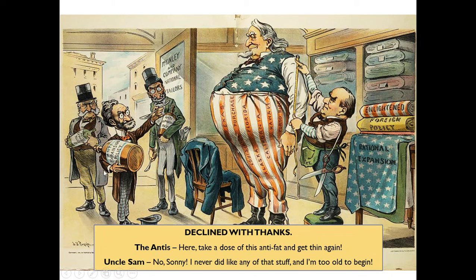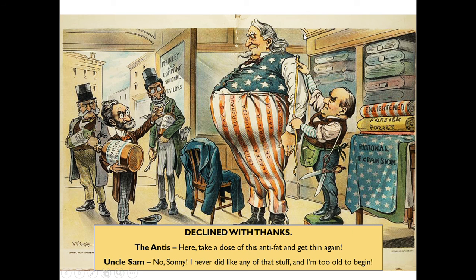3, who are the men entering the room? That's these people over here. 4, what do they have in their hands? What's in this bottle? Look carefully. 5, what's the meaning of the caption? So the guys entering the room, they're speaking here. They say, here, take a dose of this anti-fat and get thin again. And Uncle Sam is speaking, no, Sonny, I never did like any of that stuff, and I'm too old to begin. I'm going to try not to give it away. Figure those things out for yourself.